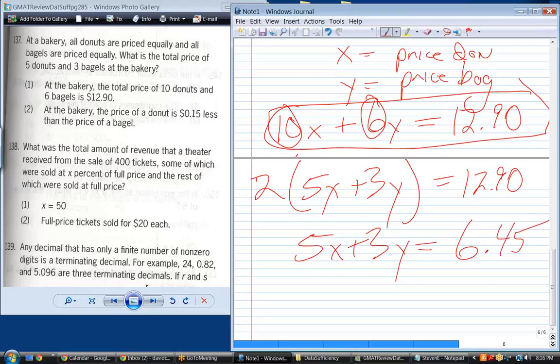What's the total price of 5 donuts and 3 bagels? Jeez. $6.45. Trick question.